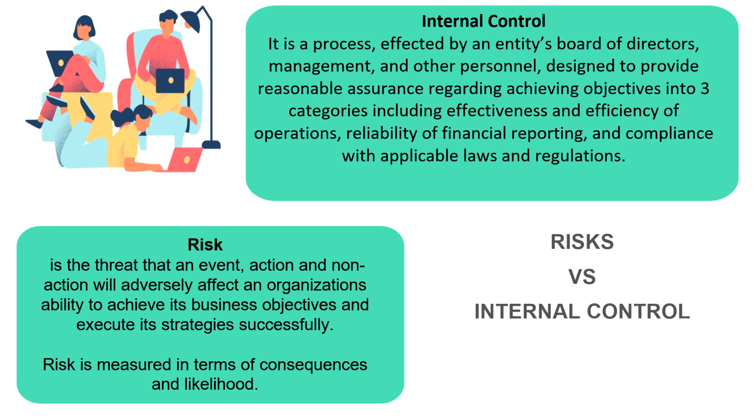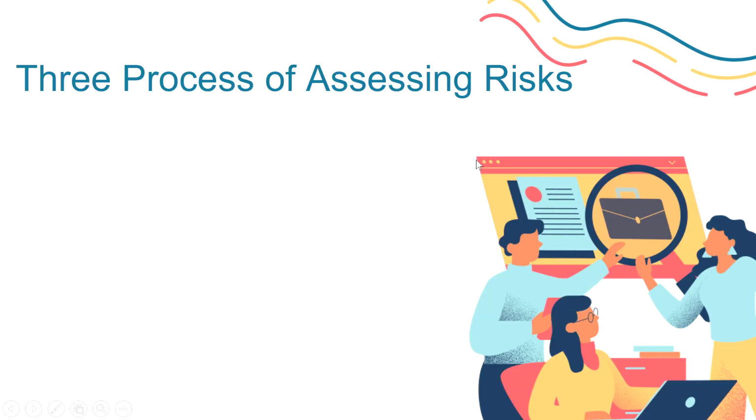Internal control is a process effected by an entity's board of directors, manager, and other personnel designed to provide reasonable assurance regarding achieving objectives, falling into three categories, which include number one, effectiveness and efficiency of operation, number two, reliability of financial reporting, and number three, compliance with applicable laws and regulation.